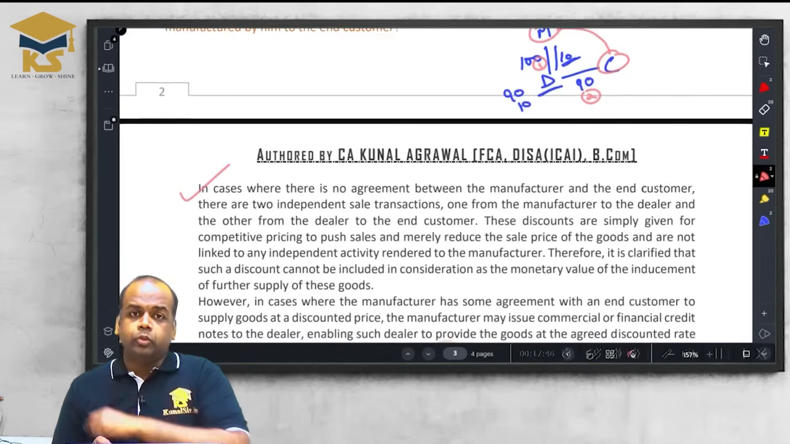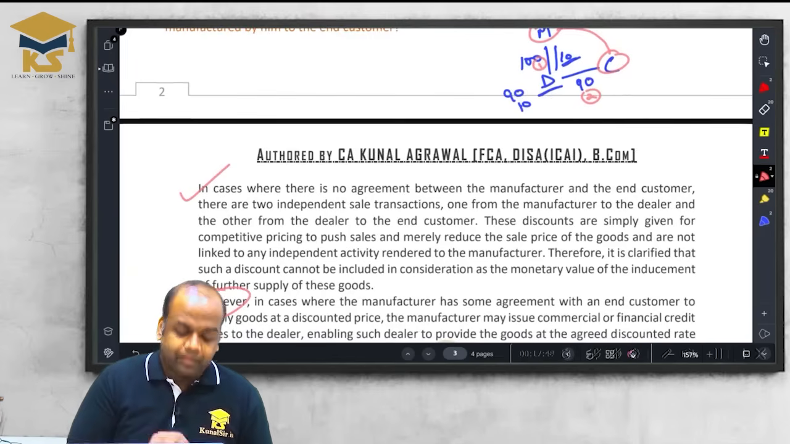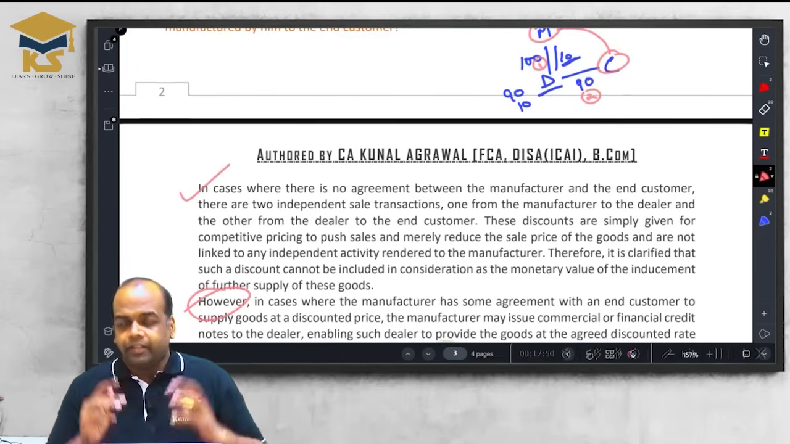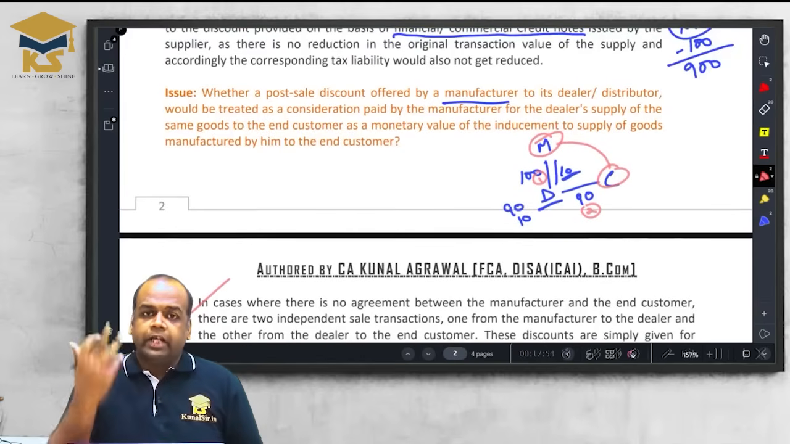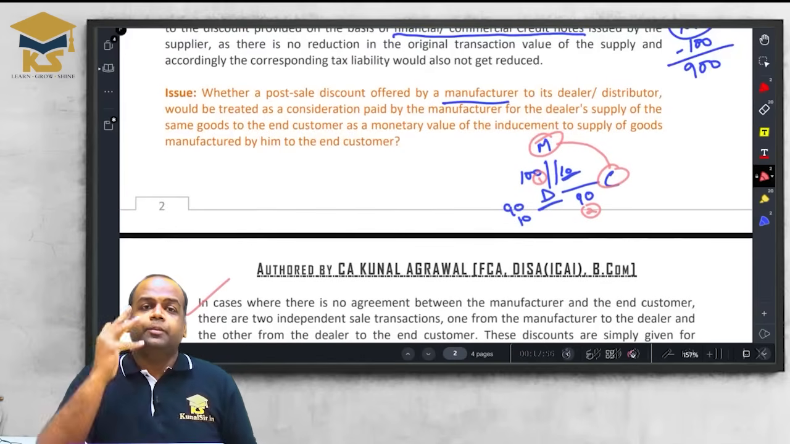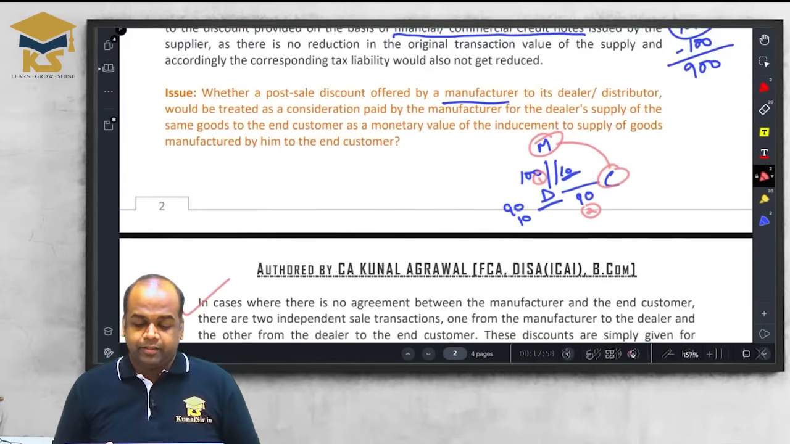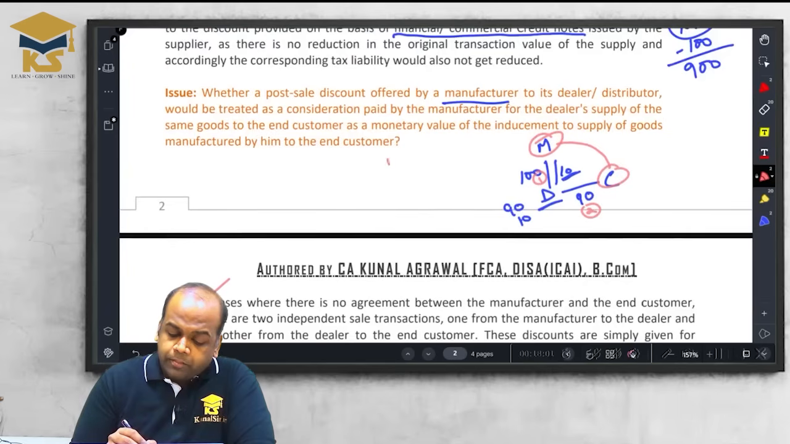Now come to para number 2. However, how will the department make things easy? They will put in a 'however', it is necessary for them. Otherwise how will the law become legal, unless it is complicated. Now what is case number 2?